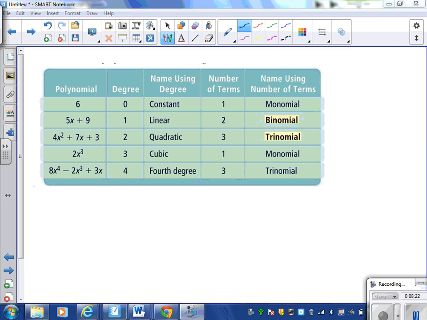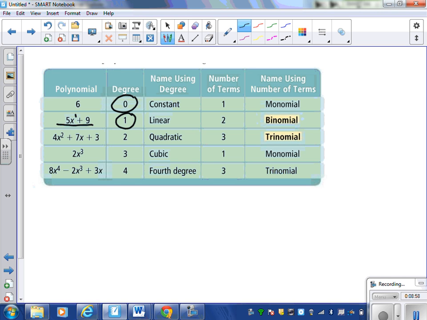Here's a chart that would be helpful deciding what degree the equation is. If you look at the first one, degree of 0. There's no letter with that number, so the degree is 0. In the second example, 5x plus 9. The letter x has number 1 power, so it is the first degree.